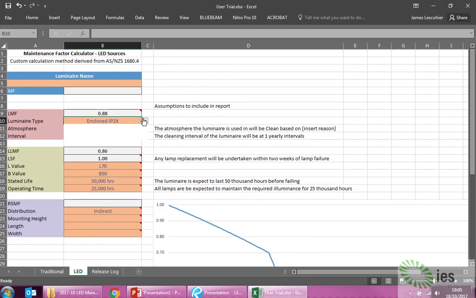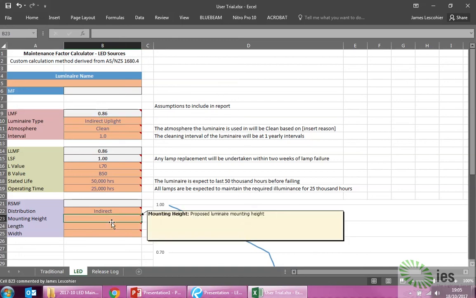Indirect is accounted for in full as well. That will kill your LMF and your RSMF. I love indirect lights. I use a lot of indirect lighting. It's a lot of good fun. But it does mean that your maintenance factor takes a massive hit as a result.